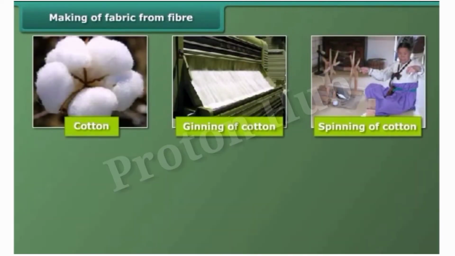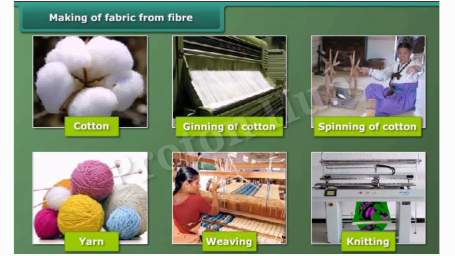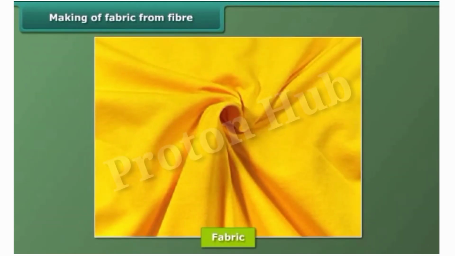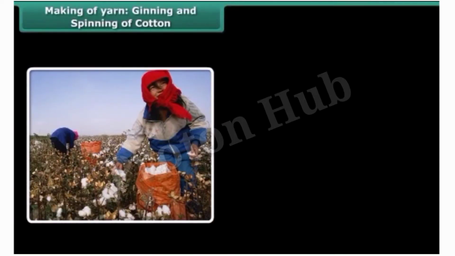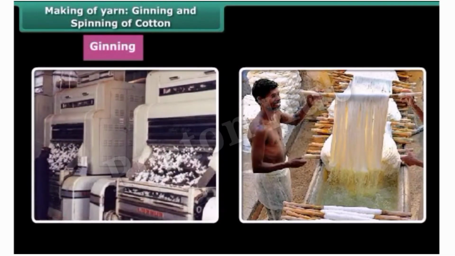Making of fabric from fiber. How is fabric made from fiber? First, yarn is made from fiber and then fabric from yarn. Making of yarn, ginning and spinning of cotton. Students, to make fiber, cotton is picked by hand from cotton balls, and then fiber from the seeds is separated by combing. This is called ginning. Ginning can be done by machines too.